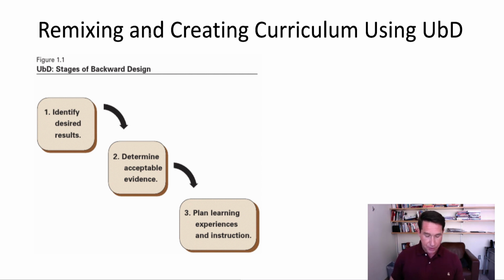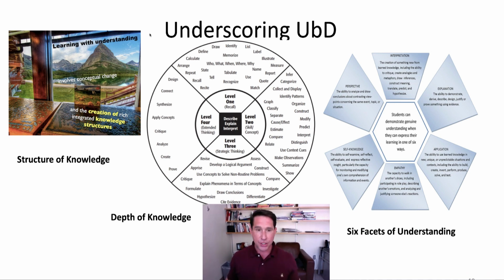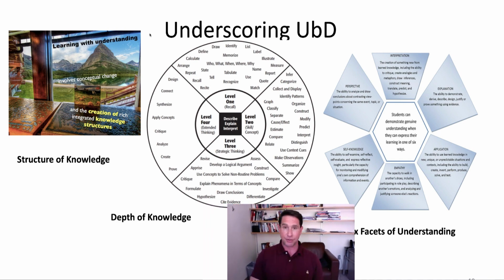So when you're going to create your own OER, it's essential to use backwards design. And when I say backwards design, I'm talking about teaching beyond objectives. You want to remix the curriculum to foster conceptual understanding. In order to really use understanding by design, it is of paramount importance to understand the things that underscore it, like the structure of knowledge, the depth of knowledge, and the six facets of understanding. Understanding these will allow you to create clear and aligned objectives that are the basis for the high-quality curriculum that fosters conceptual thinking, ultimately leading to learning transfer.